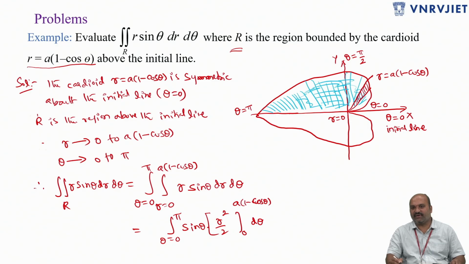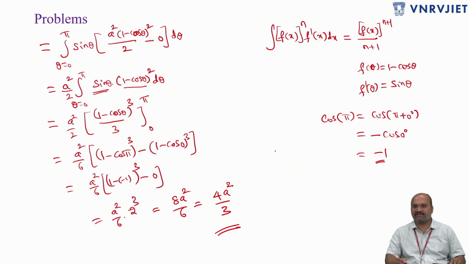One end of the strip is moving at the pole. In polar coordinates, the origin is called the pole, so the pole is at a distance of 0 from itself, so r equals 0. The other end is on the curve, r equals a into 1 minus cos theta. So these are the limits of r. To cover this entire region, the strip has to slide from the line theta equals 0 to theta equals pi. This is the way we evaluate the integral in polar coordinates if limits are not given: we identify the limits and evaluate.